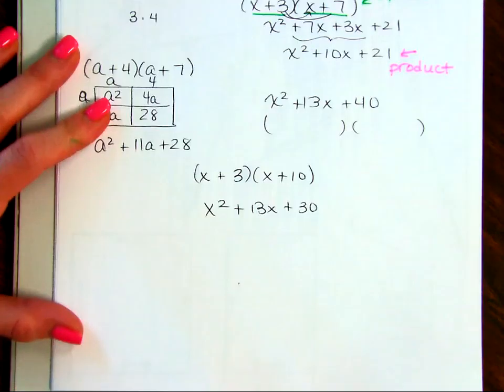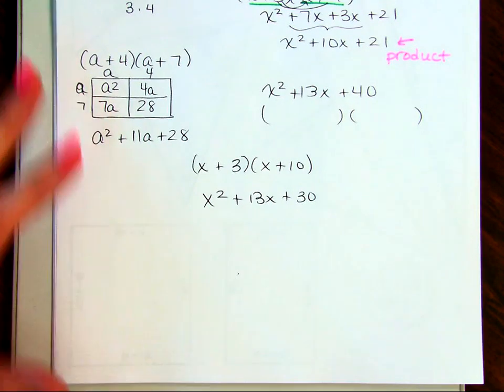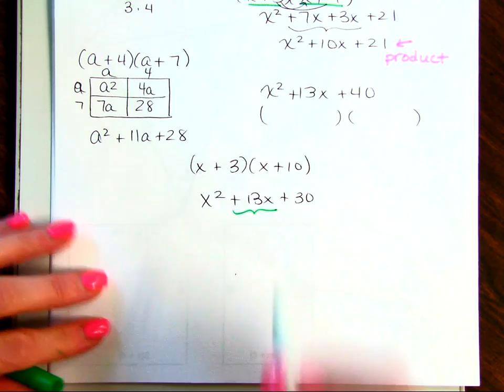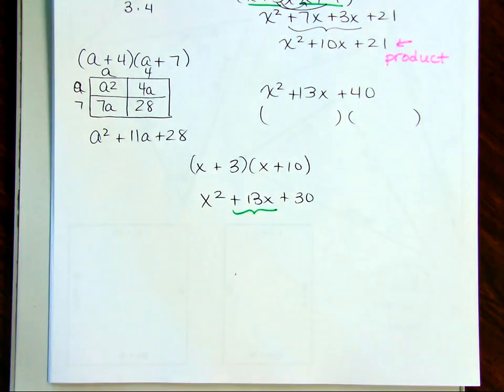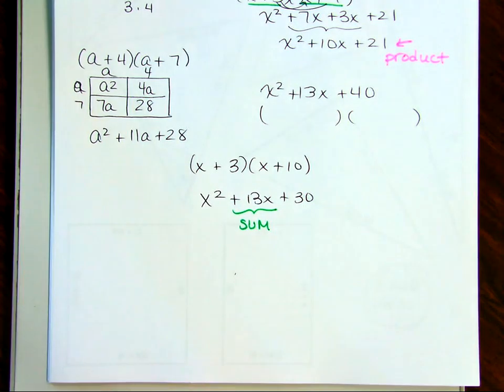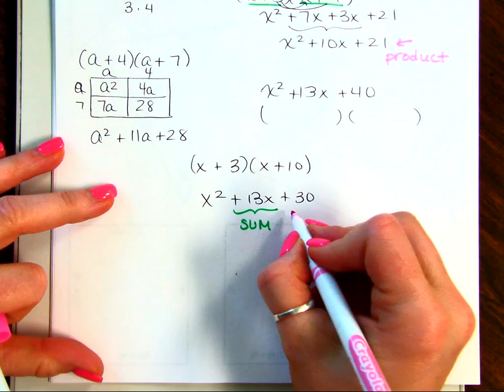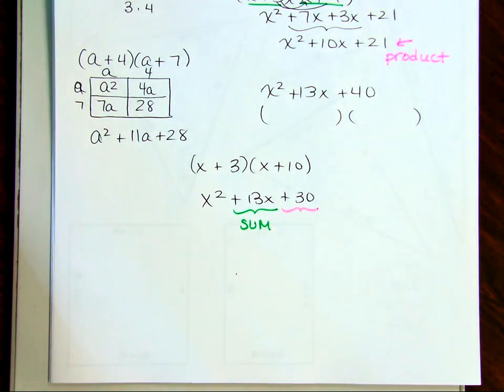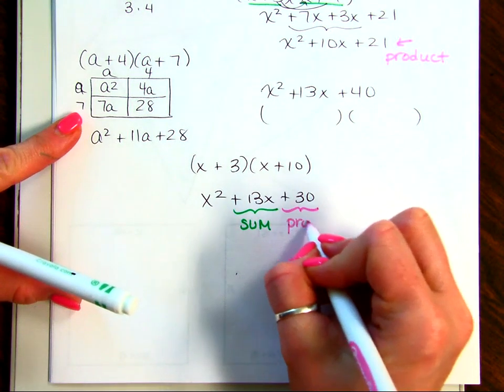So you went right to x squared plus 13x plus 30. So right there is the perfect opportunity for me to say, okay, how did you get 13? What did you do with 3 and 10 to get 13? You added them. So 13 is called a sum, right? And then what did you do with 3 and 10 to get 30? You multiplied them. So 30 is going to be called our product.